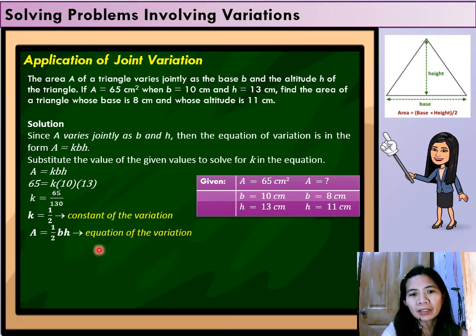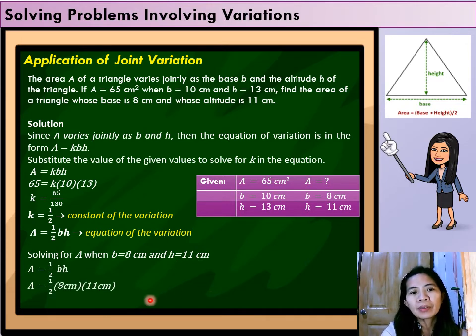So to get the equation, we have A equals 1 half base times height. Now, to solve for the value of A, or area, when base equals 8 centimeters and height equals 11 centimeters, we are going to use the equation. So we have A equals 1 half times 8 centimeters times 11 centimeters.